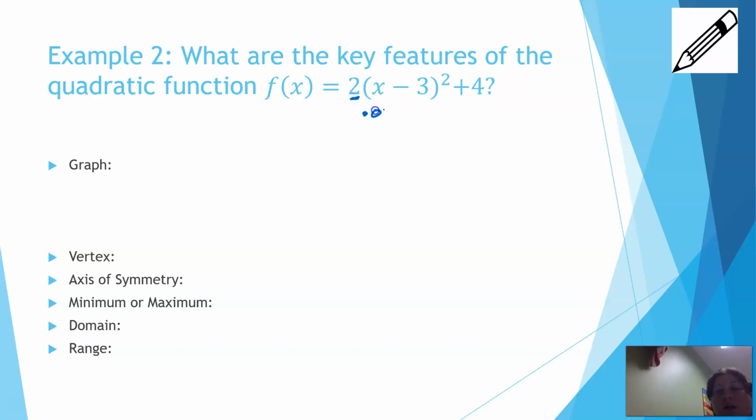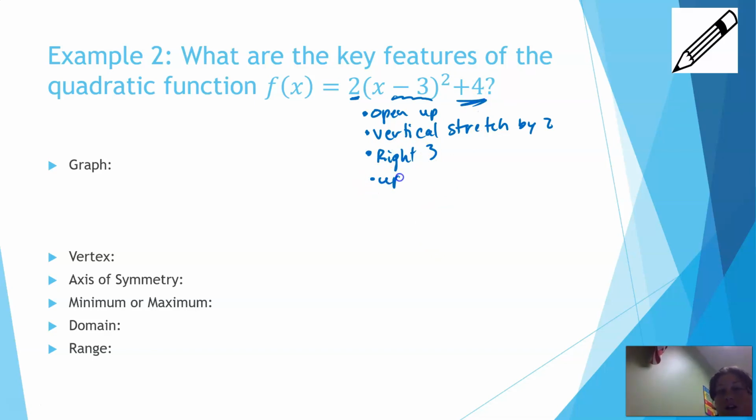This 2, it's going to be open up because it's a positive 2. Because it's outside and greater than 1, it's a vertical stretch, so it's going to be steeper by 2. And then last but not least, the minus 3 is going to make it go to the right 3, so left or right is opposite of what I think, and then the plus 4 is going to go up 4.